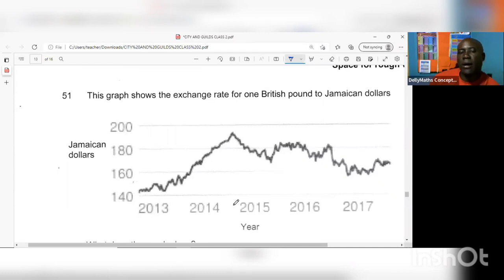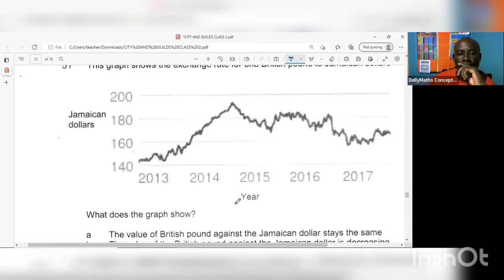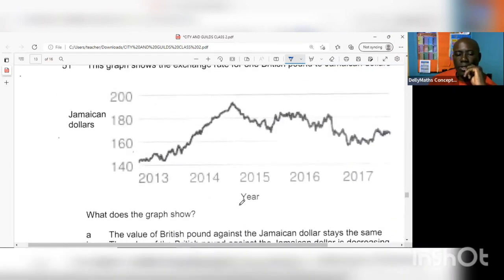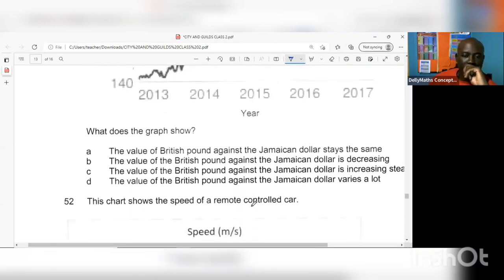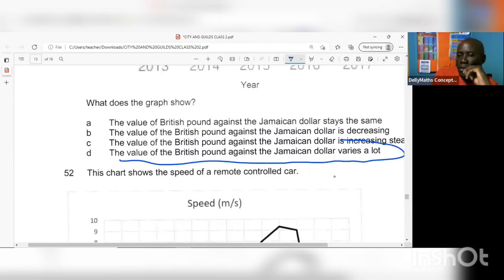This graph shows the exchange rate for British pound to Jamaican dollar. What does the graph show? The British pound against the Jamaican dollar stays the same. No, it's up and down consistently. The value of the British pound against the Jamaican dollar is decreasing, not necessarily. The value of the British pound against the Jamaican dollar is increasing, not necessarily. I would say that it varies a lot. It varies a lot. That's it.